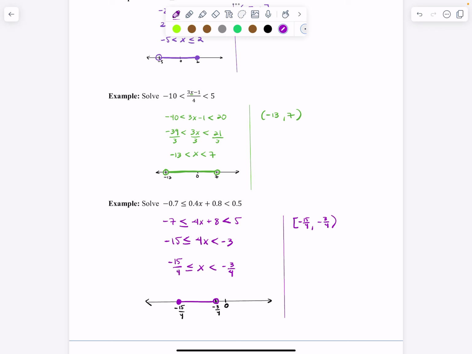Okay, so that covers finding the solution sets to these different compound inequalities, and then also representing those solution sets in interval notation.